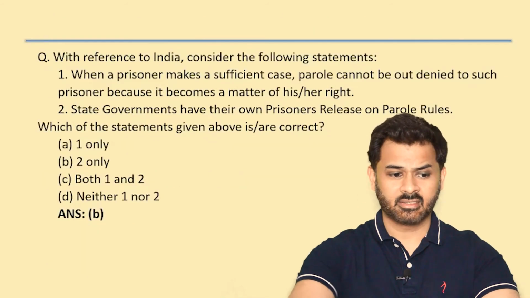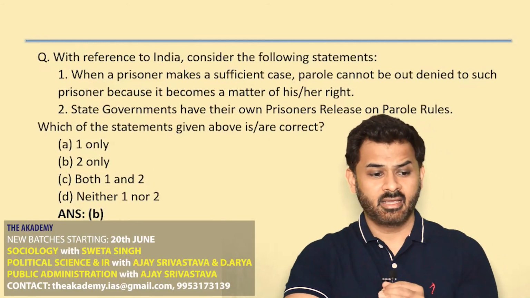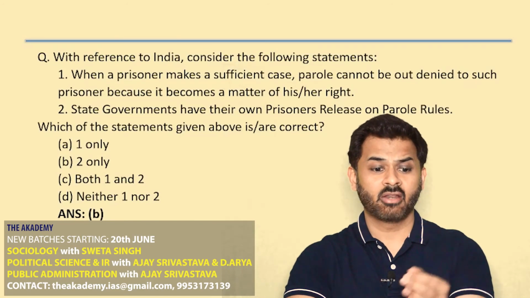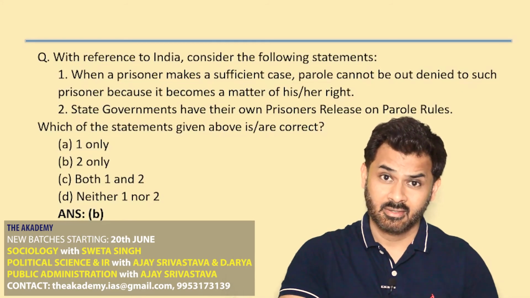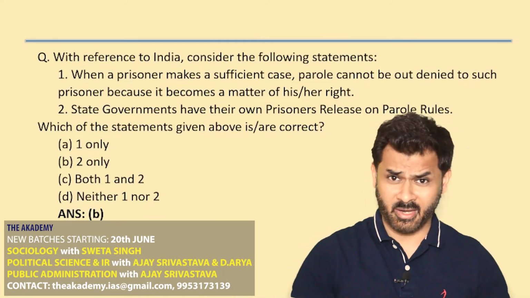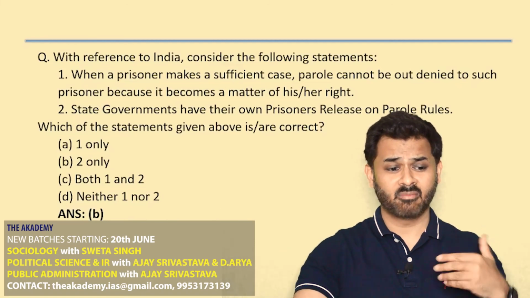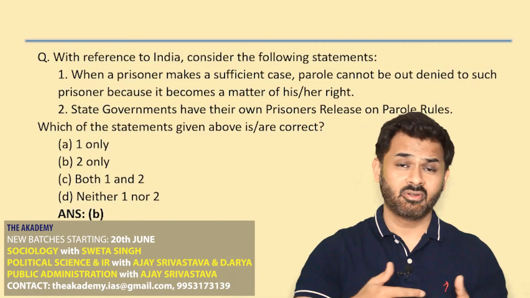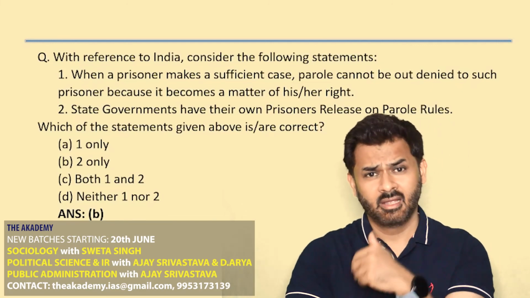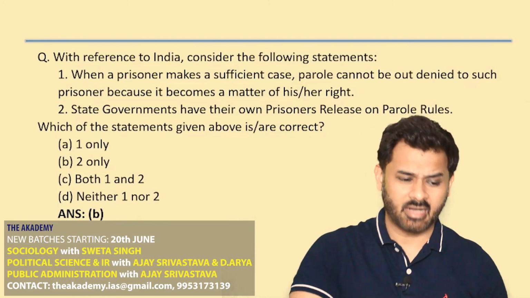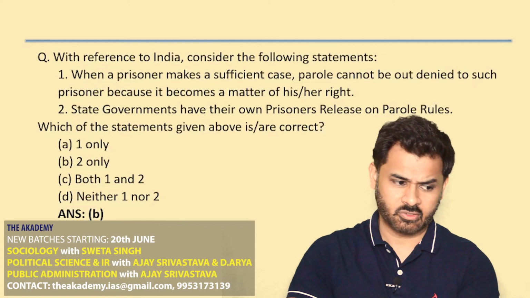Another question shows the inherent contradiction here. A prisoner makes a sufficient case, and parole cannot be denied to such a prisoner because it becomes a matter of his right. I mean, the granting of parole is something where this person is being provided some relief from the side of the authority, and now you are saying it is his right. Now there's an inherent contradiction again between parole and the right of the person. It can't be a right. So statement 1 again seems to be incorrect because of inherent contradiction.